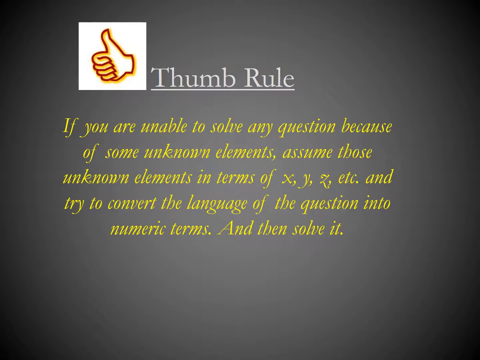Now the thumb rule. Thumb rule means if you are unable to solve any question in mathematics, then assume the unknown elements in terms of x, y and z and then try to convert the language of the question into numeric terms and then solve it.